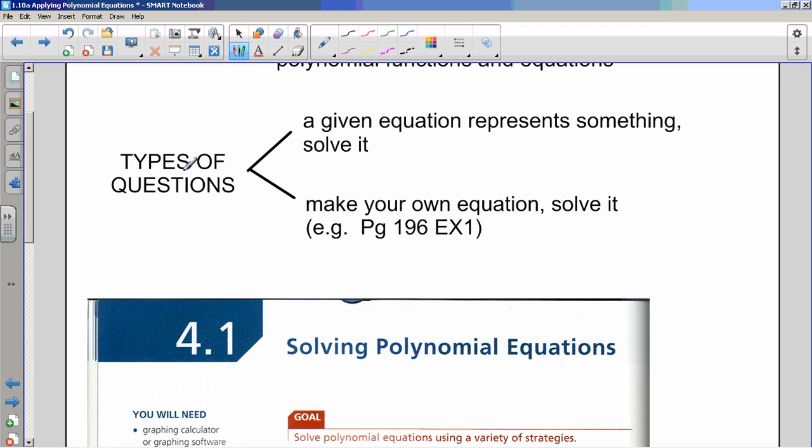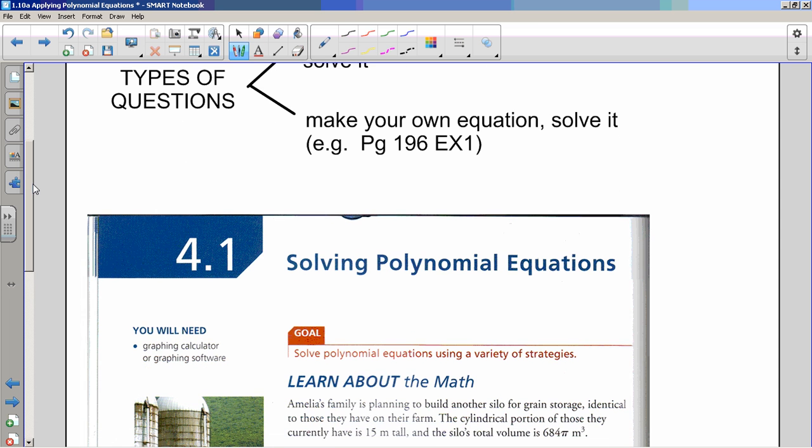And here are the types of questions that we're going to run into in the next couple of days of applying polynomial equations. We could be given an equation that represents something and just asked to solve it. Now, this one is not that new or different. Essentially, the inputs and outputs represent something in real life, and then all we have to do is solve it. What's more challenging for us, and we won't see one today, but I'll talk about it very briefly, is to make your own equation and solve it. We'll actually do more of this type when we get back to applying polynomial equations. We'll take another look at it in a couple of days. But I'll show you what the second one looks like.